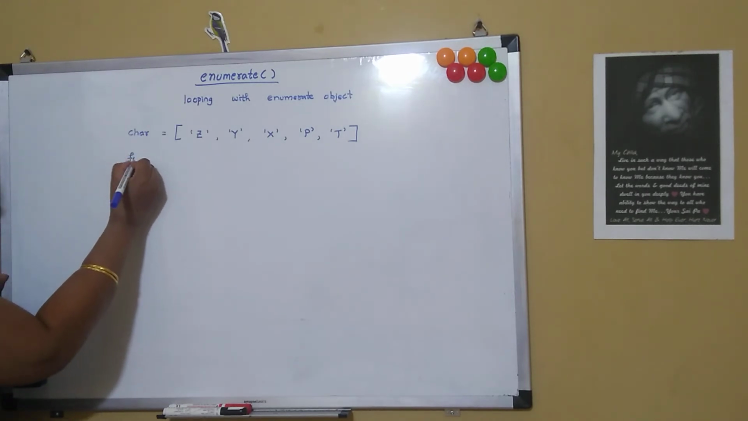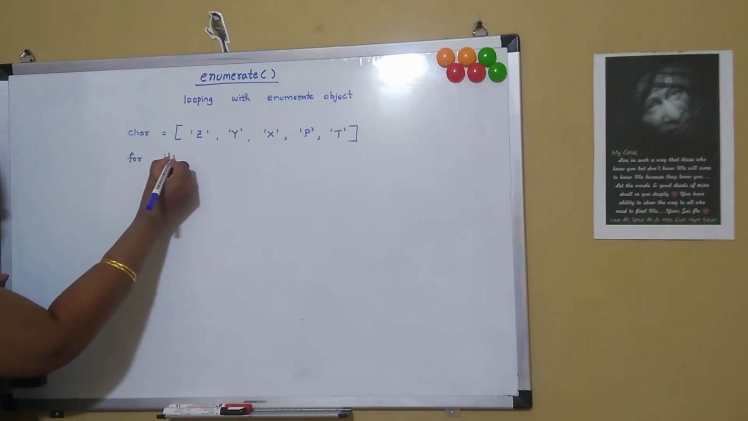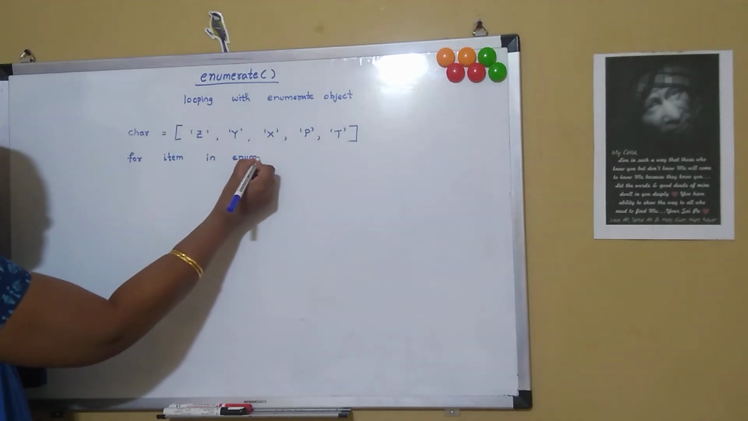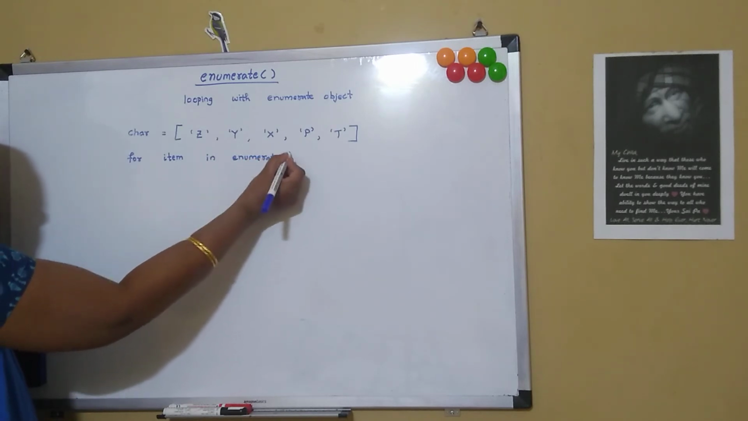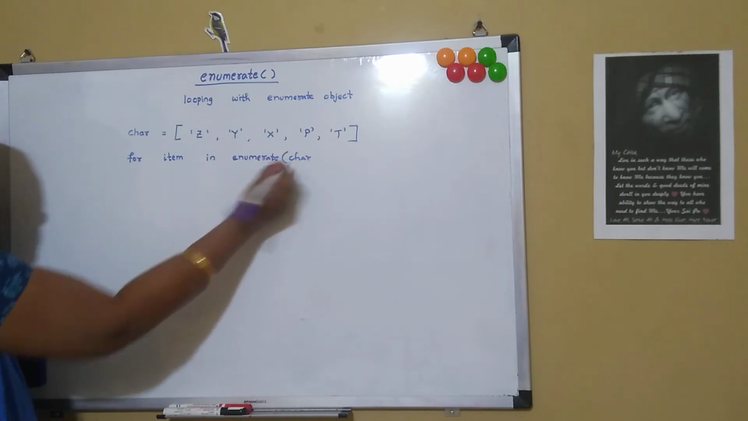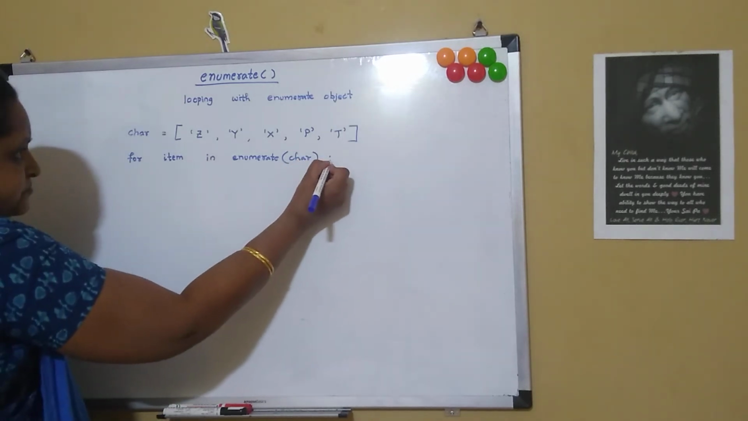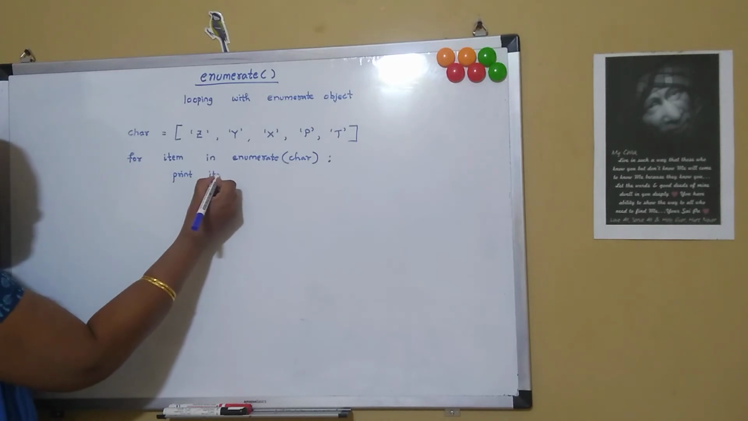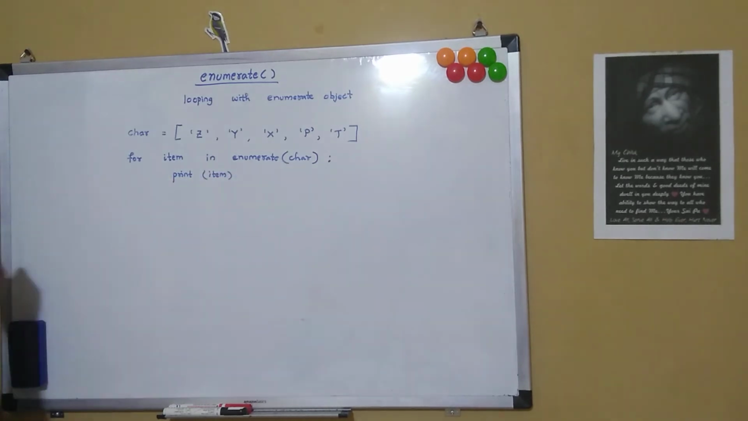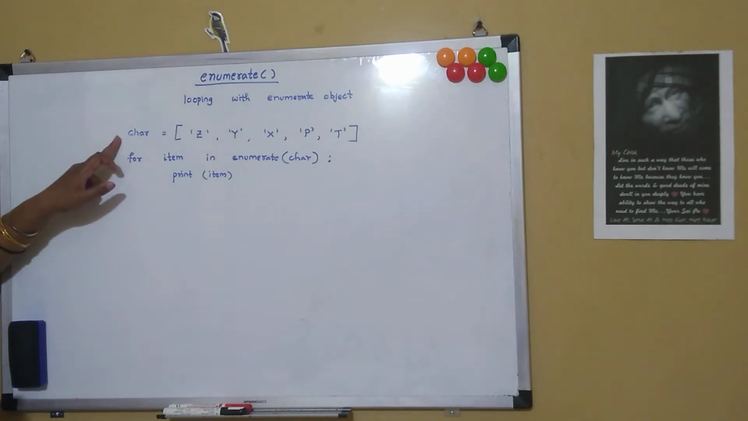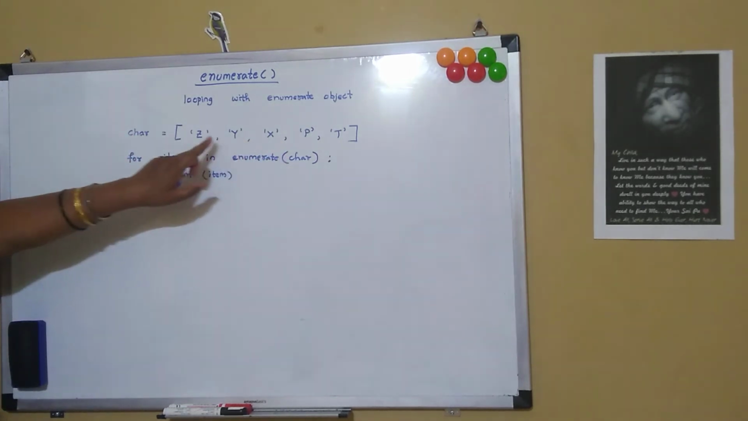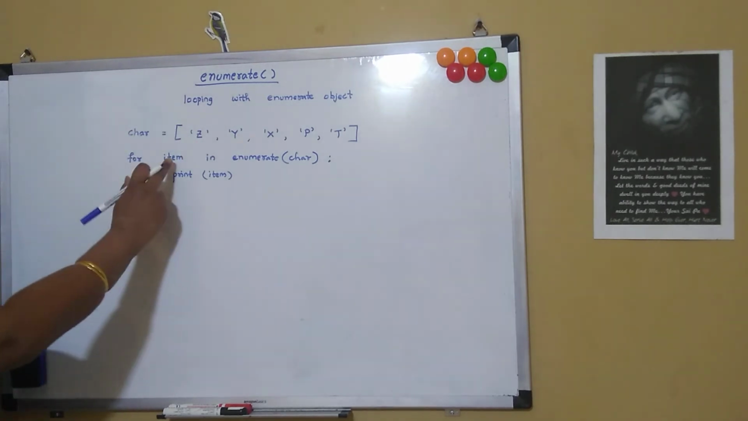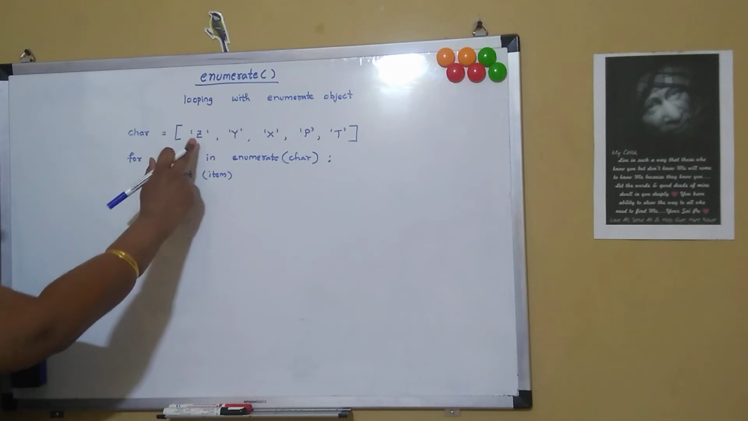Now for item in enumerate, and I have to pass the character as an iterable to this particular function. Print item. So when I give this particular statement, character is my list comprising 5 characters. Then I am looping each character one at a time. Initially my item will be having Z.